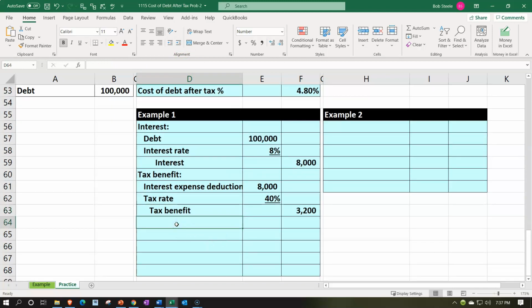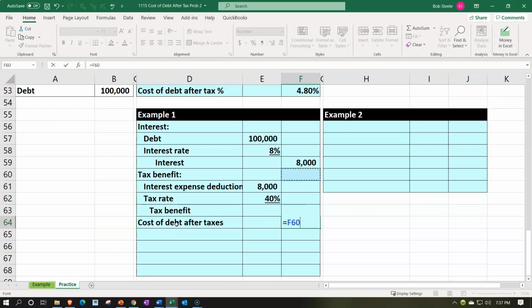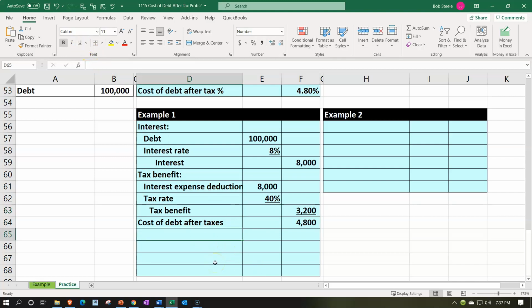Let's go ahead and indent here, alignment, indent, and then indent this one again. That's going to give us the cost of debt after taxes on a dollar amount basis, which would simply be the 8,000 minus the 3,200. So it's not going to cost us 8,000 as it would if it wasn't for taxes. We're going to get 3,200 of it back in the form of tax deductions or reductions. And then, what's the cost as a percent? Cost of debt after tax percent.